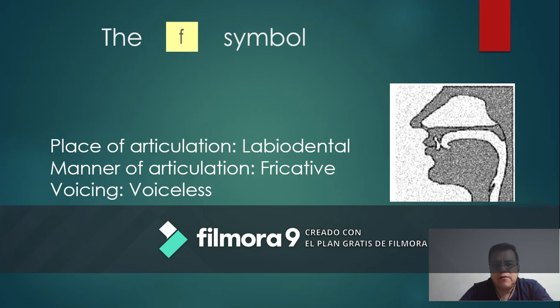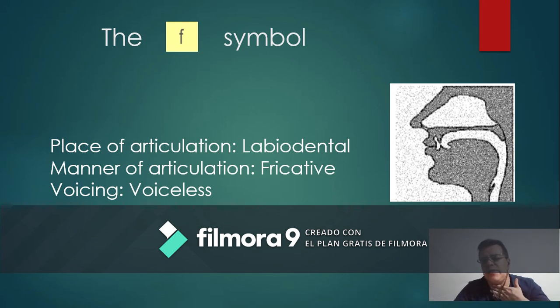The f symbol or the f sound. The place of articulation is labiodental because you create friction between the bottom lip and top teeth. It is a fricative, which is a sound that is produced by high pressure airflow between a narrow space in the mouth. In this case, it is between the bottom lip and the teeth. The f sound is made through the mouth and it is unvoiced, which means that you don't use your vocal cords to make the sound.